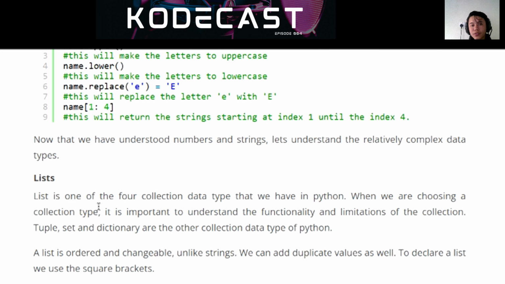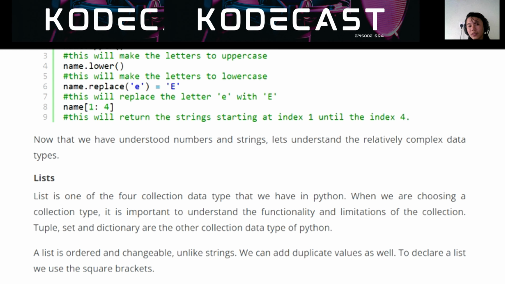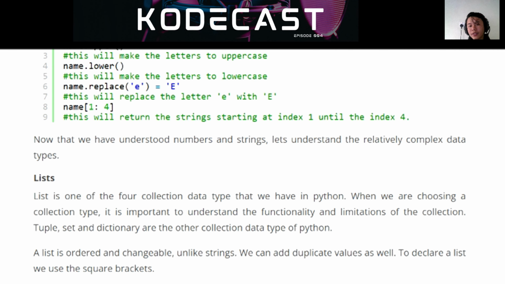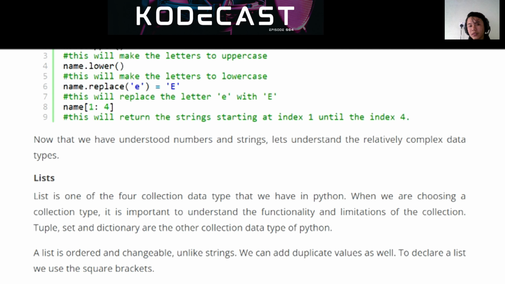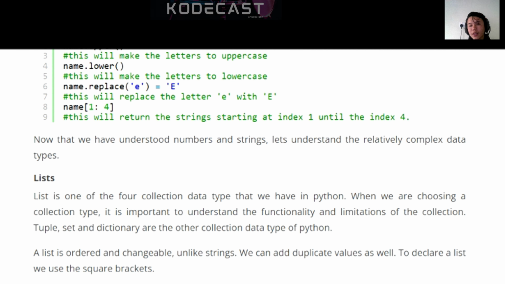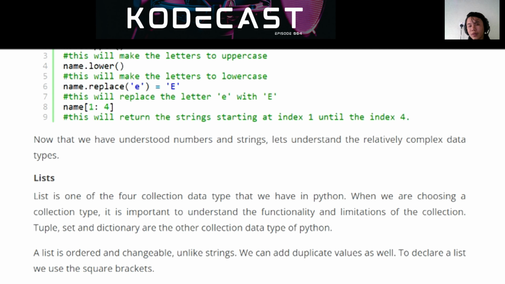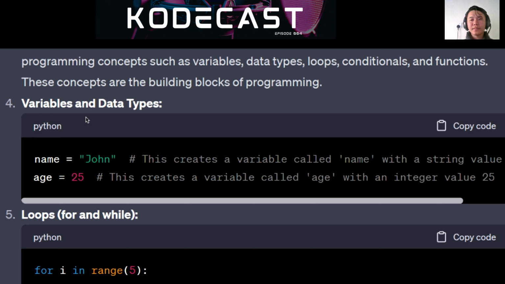So list is one of the 4 collection data types that we have in Python. When we are choosing a collection type, it is important to understand the functionality and limitations of the collection. Tuple, set, and dictionary are the other collection data types of Python. A list is ordered and changeable. Unlike strings, we can add duplicate values as well. To declare a list, we use the square brackets.